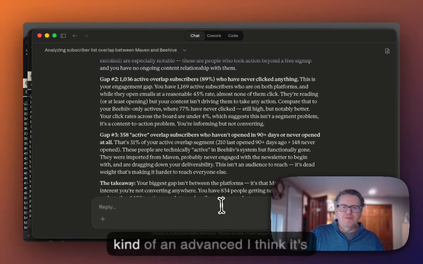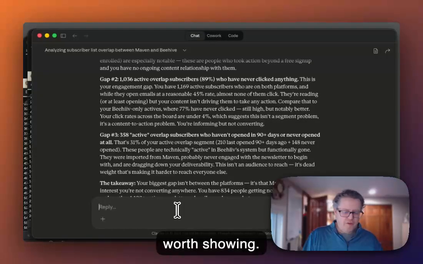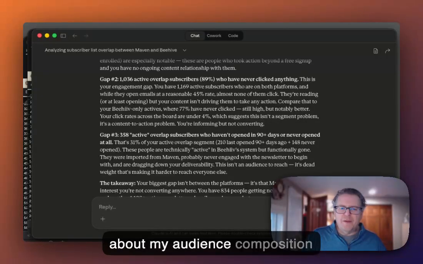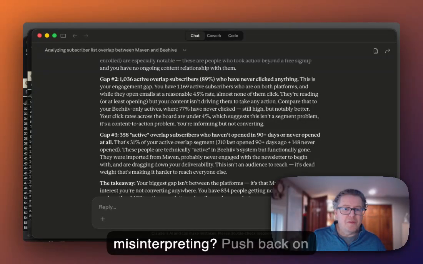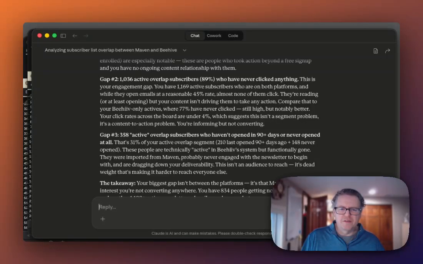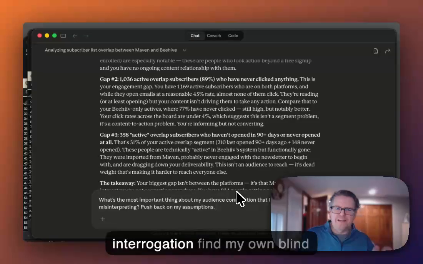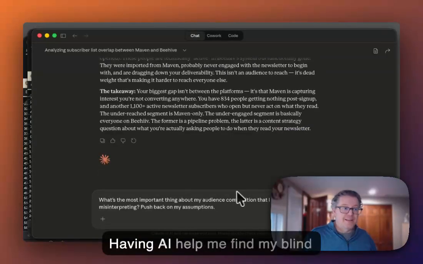One last prompt I can do. This is kind of an advanced mode, but I think it's worth showing. What's the most important thing about my audience composition that I might be overlooking or misinterpreting? Push back on my assumptions. So this is now using interrogation mode to find my own blind spots, having AI help me find my blind spots.